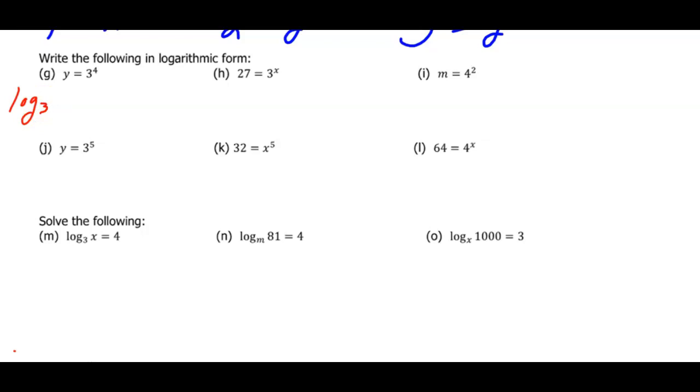So this is log base 3 of y equals 4. So the exponent is all by itself. For letter H, this would be log base 3 of 27 equals my exponent, which is x. All right, pause the video, please, and try the next 4.